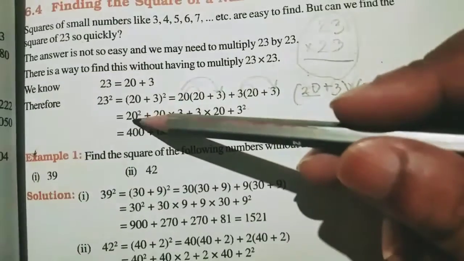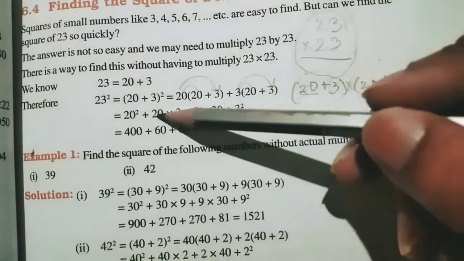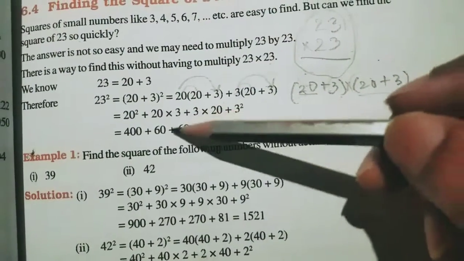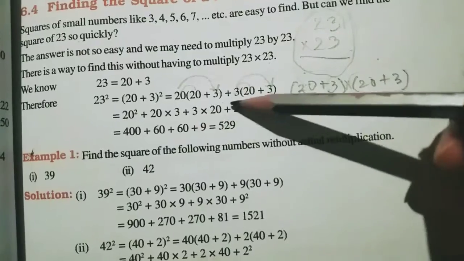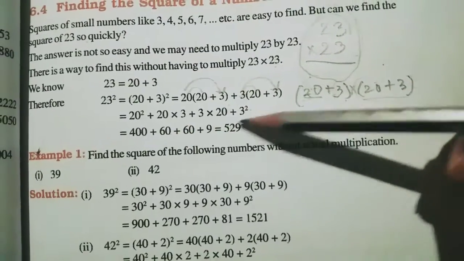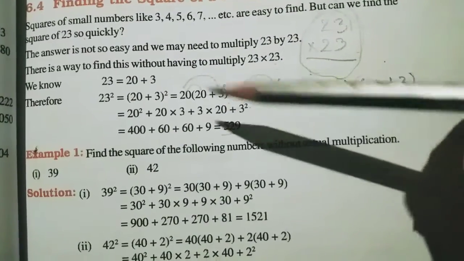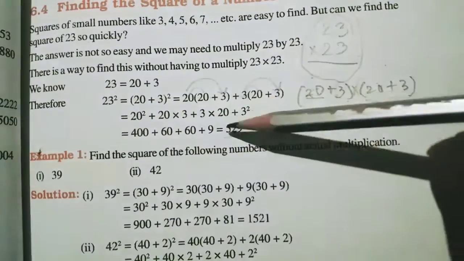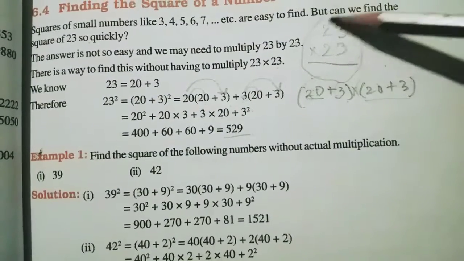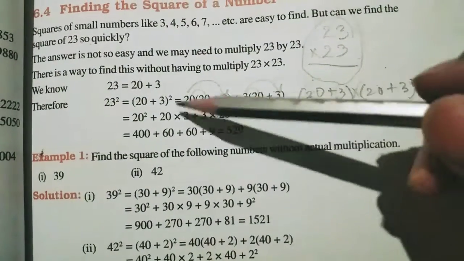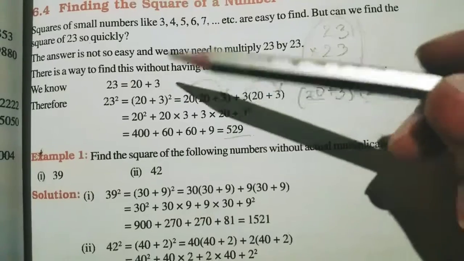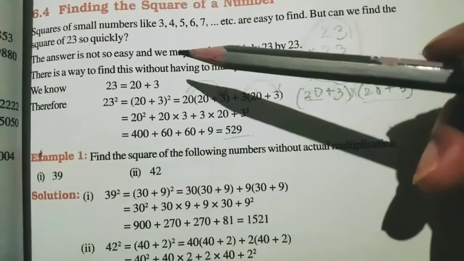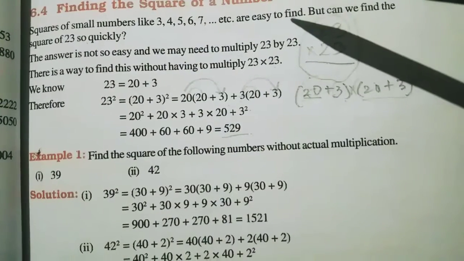Okay, so now 20 square is what? 400. You know this. 20 into 3 is 60, plus sign. 3 into 20 is 60, plus sign, then 3 square is 9. Now add all the numbers. So the answer is 529. So the square of 23 is what? 529. So see, without multiplication we got this answer by this method. Okay, so in this way you have to find the square of any number without actual multiplication.